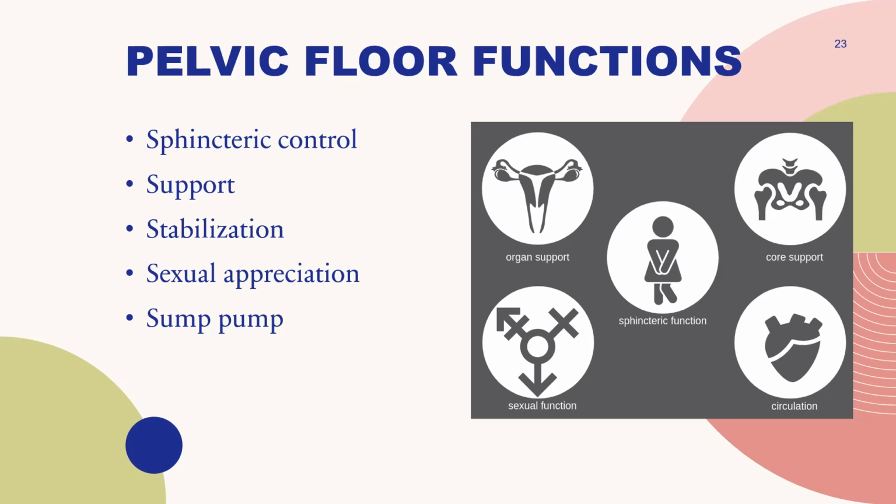The third thing is that it helps to stabilize and form our core. So it gives us stability to our back and our pelvis so that we can do what we need to every day. The fourth thing is that it provides sexual appreciation. So these muscles can assist in pleasure and orgasm, but when dysfunctional or tight, they can give us pain. And then lastly, it serves as a sump pump, and it helps to circulate fluid and blood back towards the heart.